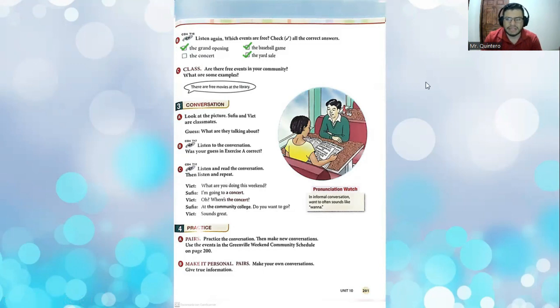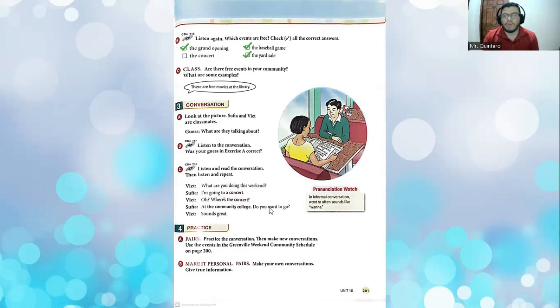Okay, what's happening according to this, guys? What are you doing this weekend? I'm going to the concert. What are they talking about? They are talking about a concert. Ellos están hablando acerca de el concierto. A concert. I'm going to a concert. Aquí tenemos a concert. Oh, where's the concert? At the community college. Do you wanna go?